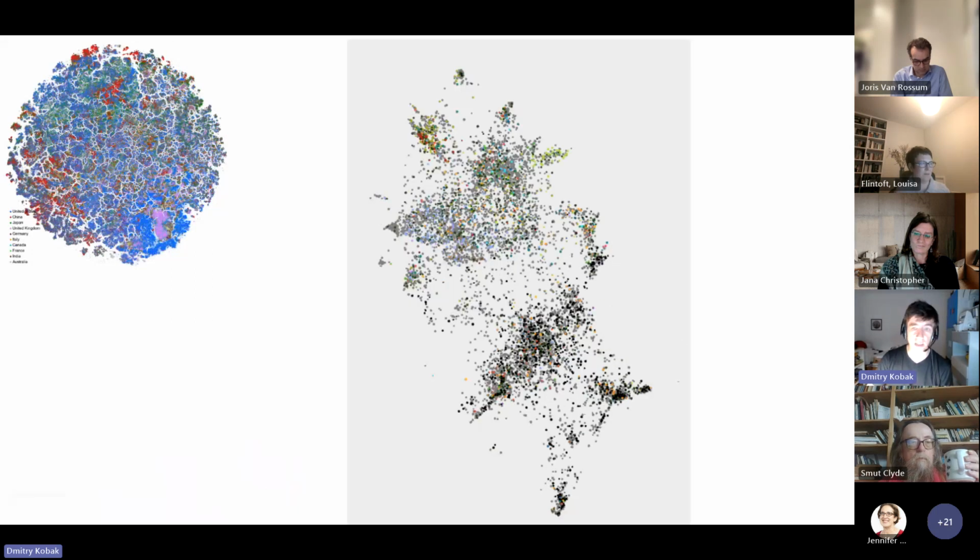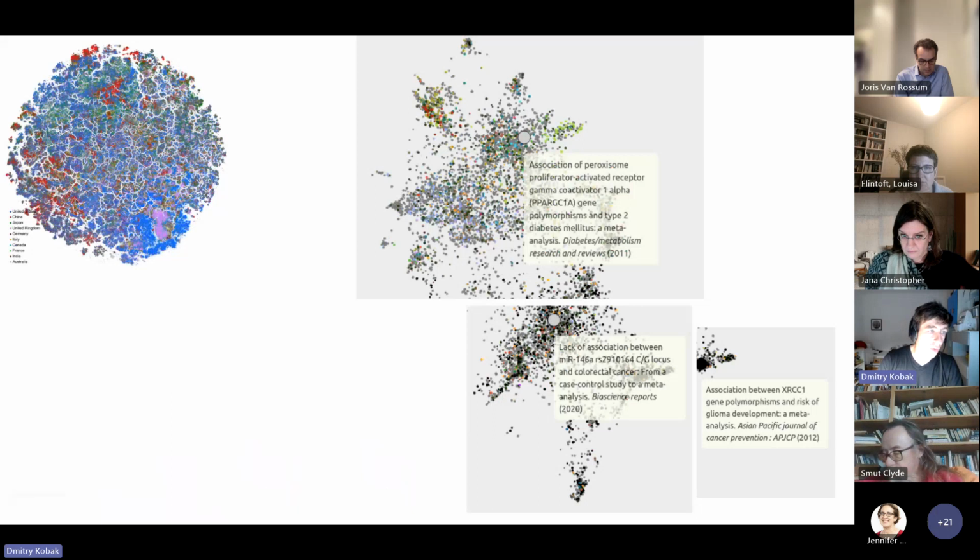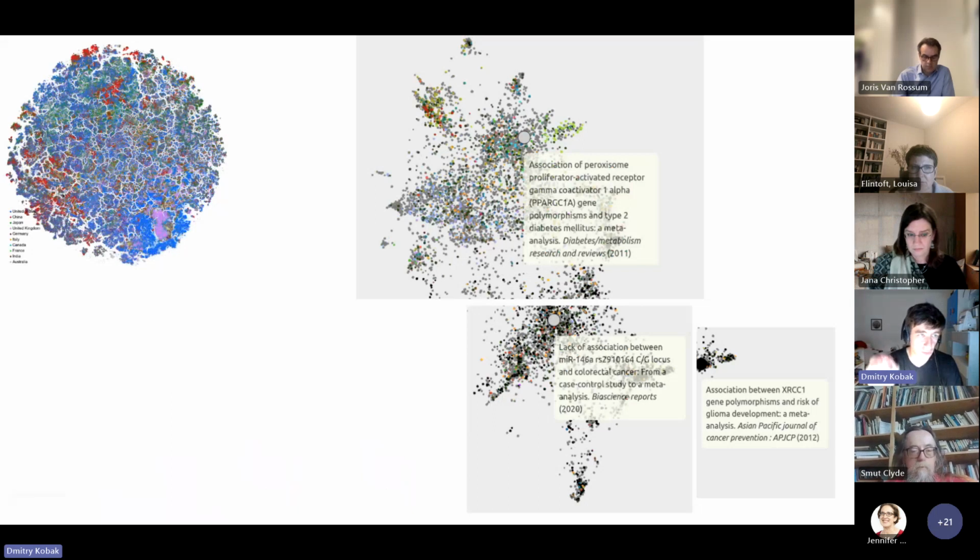Here's another example, an island on the top. I just zoomed in, and here are some titles that I won't read because I want to finish so that we have some time for discussion. But again, these are all very similar titles. They are all very similar abstracts. Basically, 100% of these papers come from China. So that's the open question: to what extent can the homogeneous clusters in the text space that originate from a specific country be an indicator of paper mill activity?